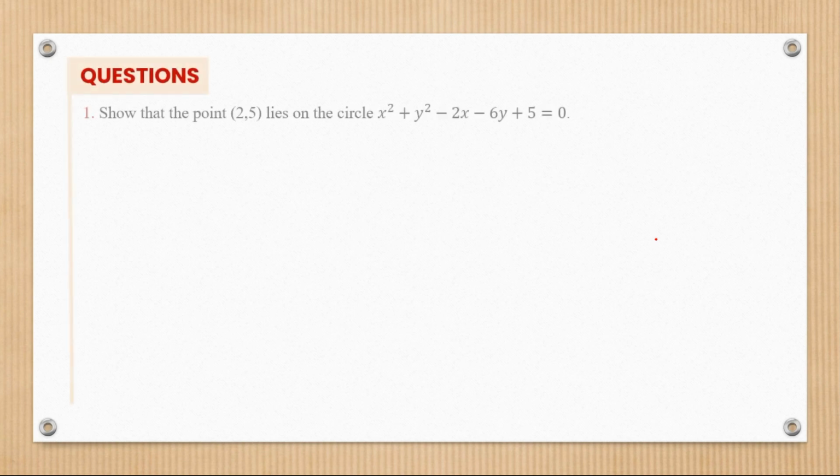Alright, let's look at question number 1. We're being told to show that the point (2, 5) lies on the circle x squared plus y squared minus 2x minus 6y plus 5 is equal to 0.